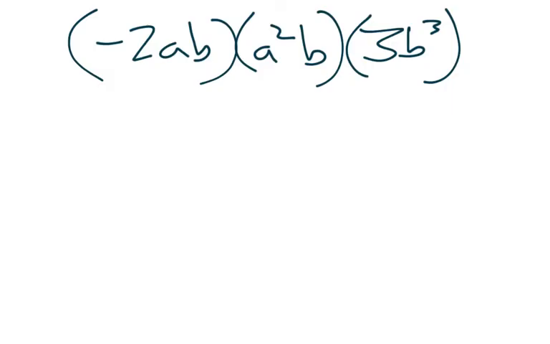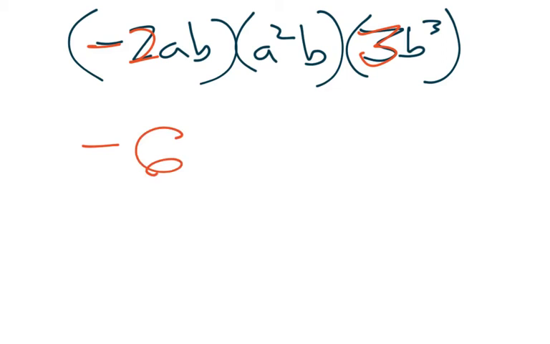Please write it down. I've got negative 2ab times a squared b times 3b cubed. Remember what we said. Numbers first. Numbers first. Always just deal with your numbers. So what do I got? I got a negative 2. I got a positive 3. That's unlike signs. Unlike sign multiplication always results in a negative. And 2 times 3 is simply 6.